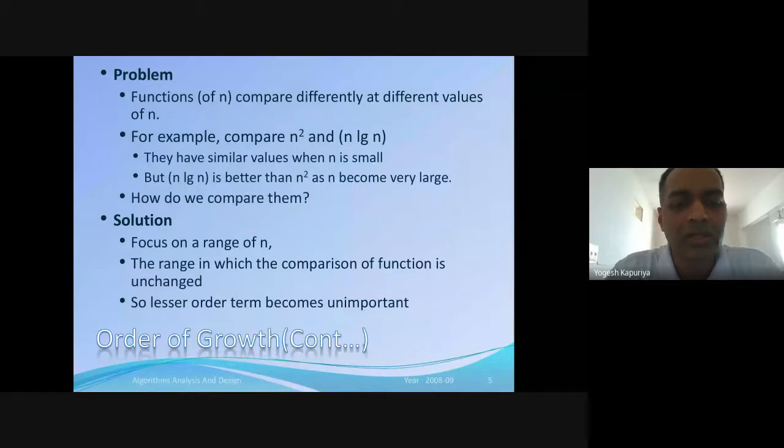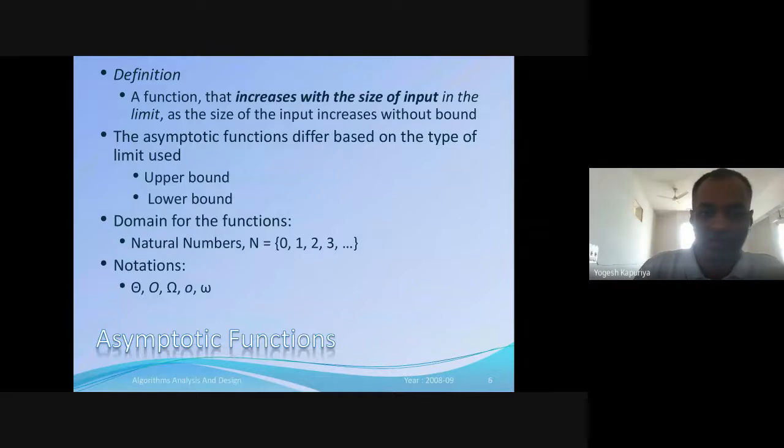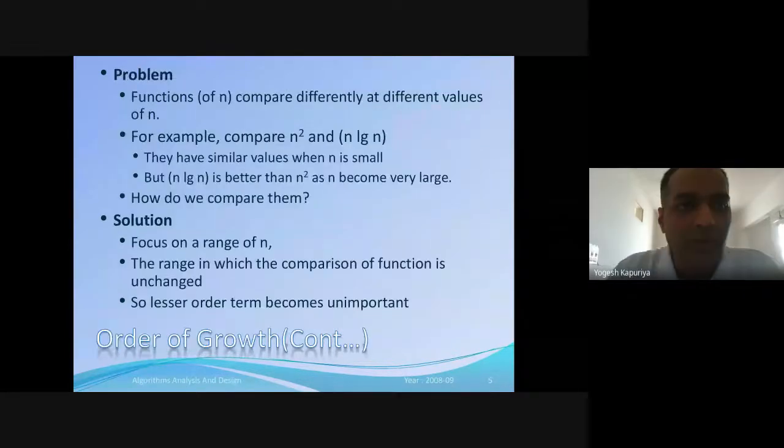So what is the solution? The solution is to simplify things, but how can you simplify it? That is where the asymptotic functions come into the picture. The problem is you are supposed to compare two functions at different values of n, because when n is equal to, let's say, 5, what is the outcome? When n becomes, let's say, 100, what is the value of that equation? When n becomes, let's say, 1 million, what is the value?